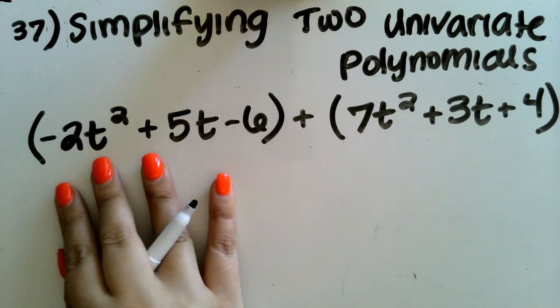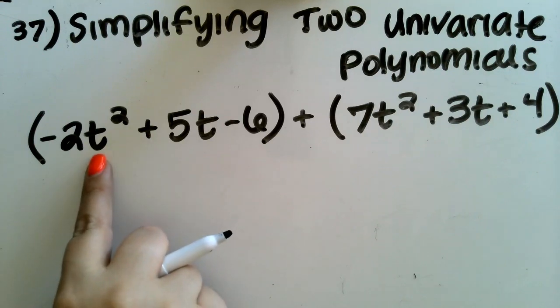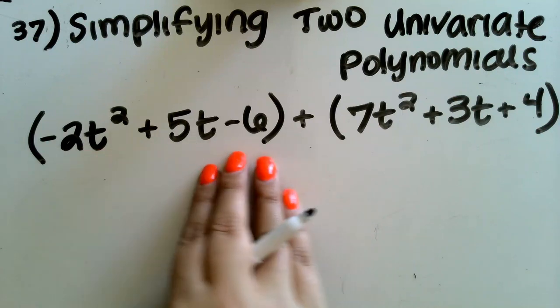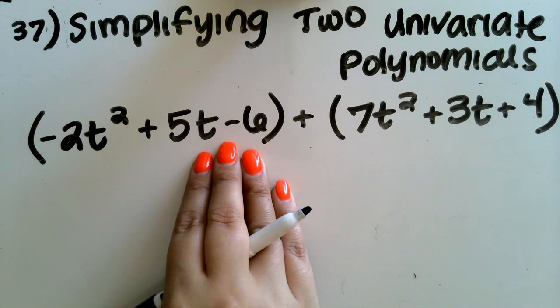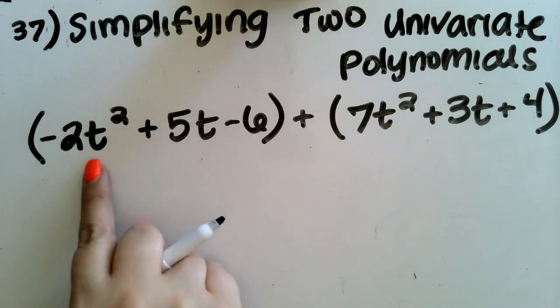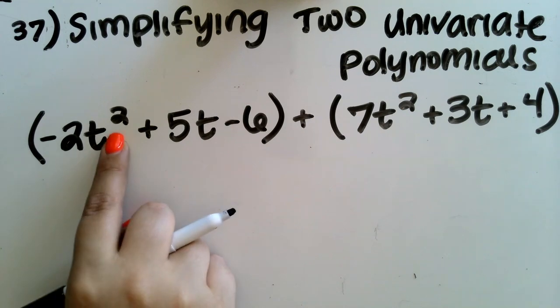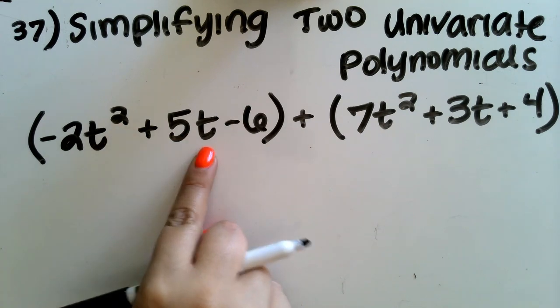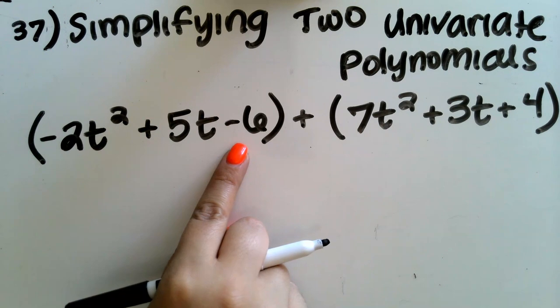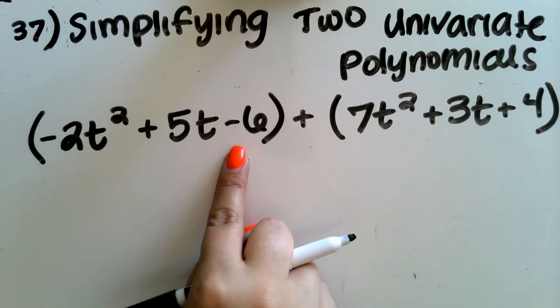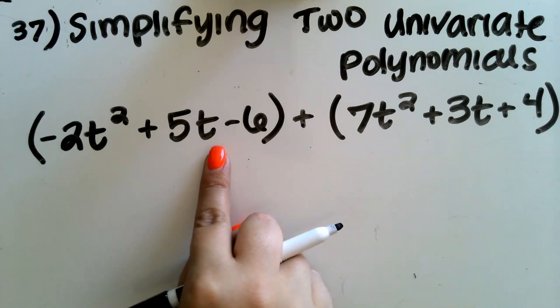So let's just look at this first set of expressions inside of our parentheses. We have negative 2t squared plus 5t minus 6. What I want you guys to see here is that there are no like terms. Yes, the first two terms have t's in them, but this one is a t squared, this has a single t, and this has no t's. So we cannot combine anything in here. We just leave it as is. This is as simplified as possible.